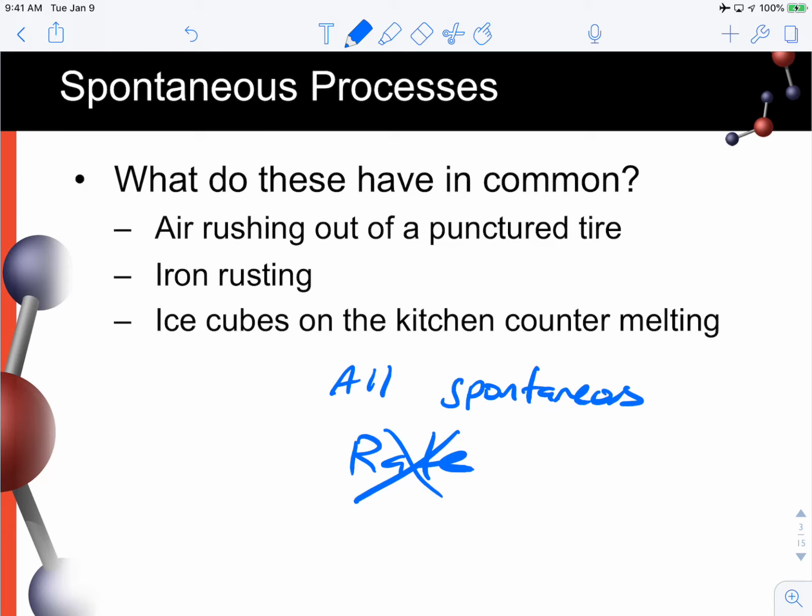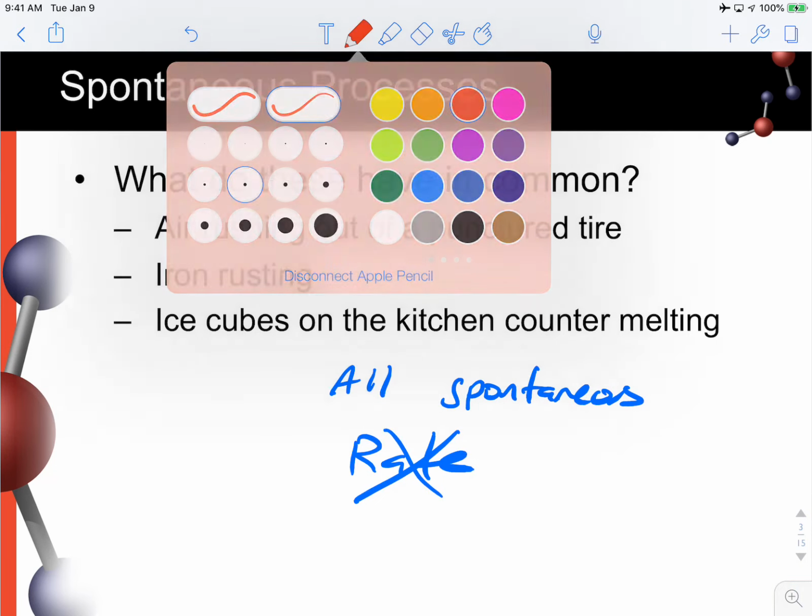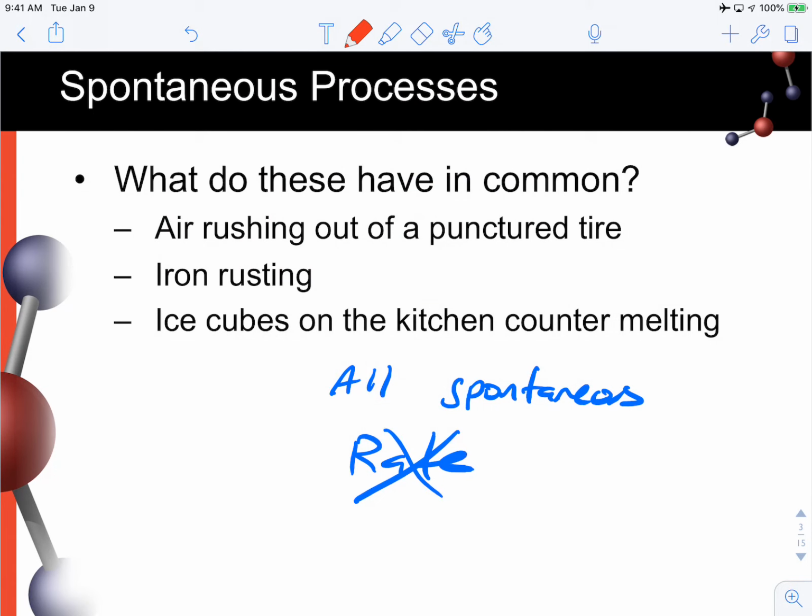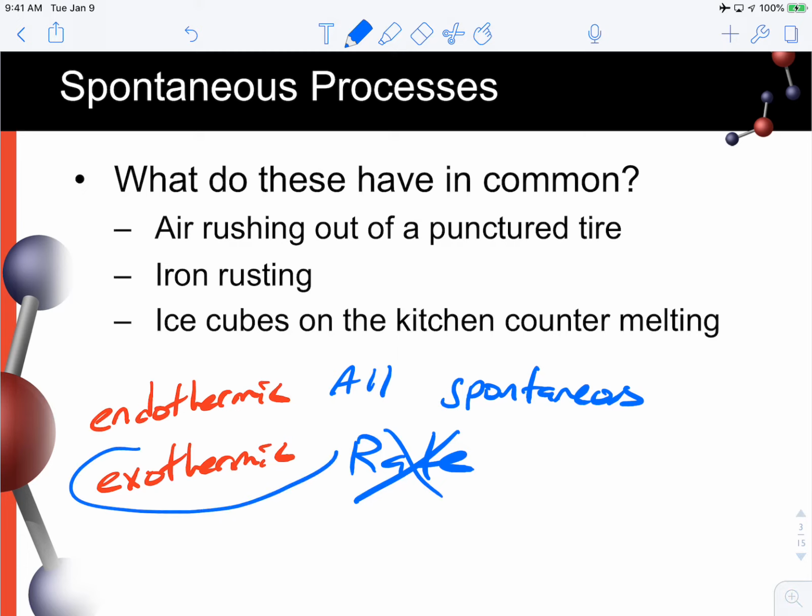It's also important to realize, and these are terms that were introduced in the previous General Chemistry 1, that spontaneous reactions can be endothermic or exothermic. A lot of people tend to think that spontaneous reactions must be exothermic, energy's being given off. That's not always the case. That's important to realize.